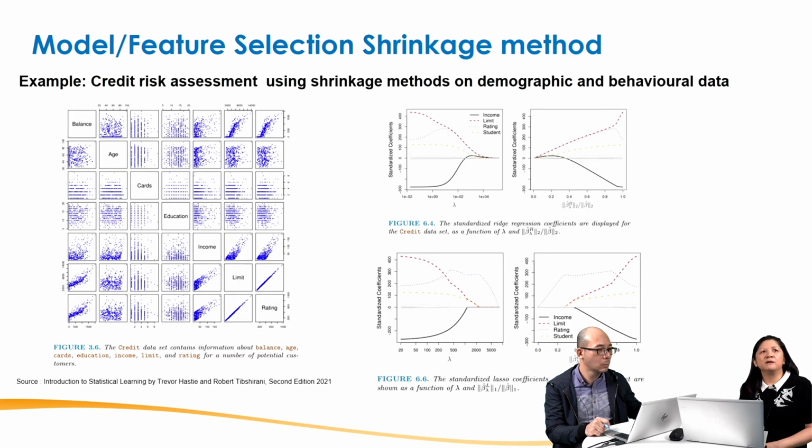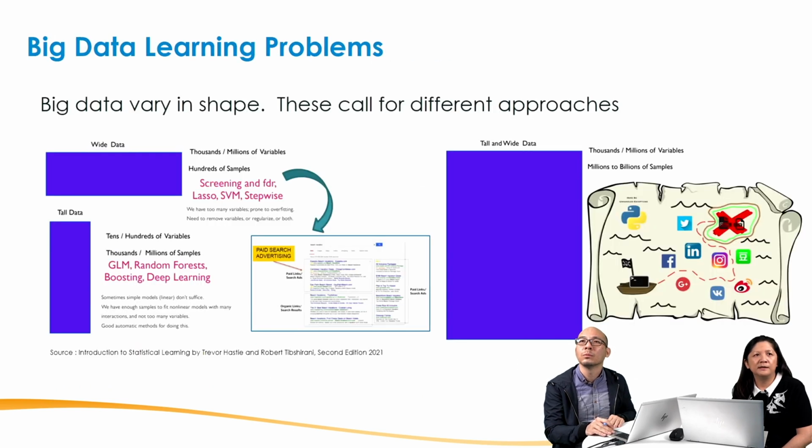The third method is called the shrinkage method. It is another way for us to efficiently uncover trends behind the data by shrinking the coefficients on high dimensional data sets. If you are interested in, in this example, assessing credit risk based on demographic and behavioral information, we can use shrinkage methods to reduce high dimensional data sets into smaller coefficients, which will allow us to better predict credit risk and model fit more accurately.